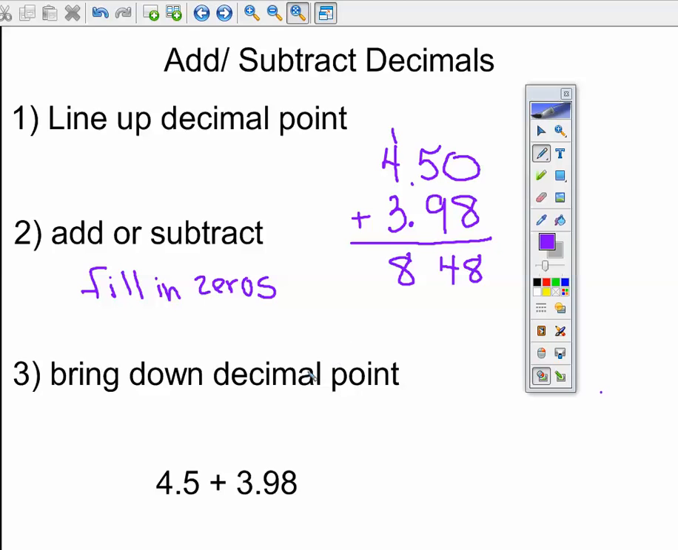and then my very last step, and step number 3, is to bring down my decimal point. So I'm going to bring my decimal point straight down, and then I'm going to circle my final answer. The answer here is 8 and 48 hundredths. Let's look at another example.